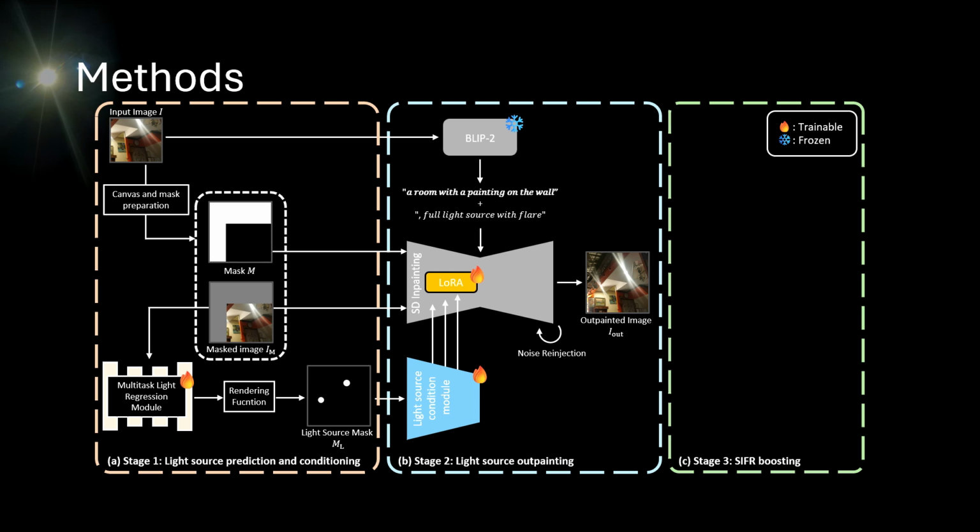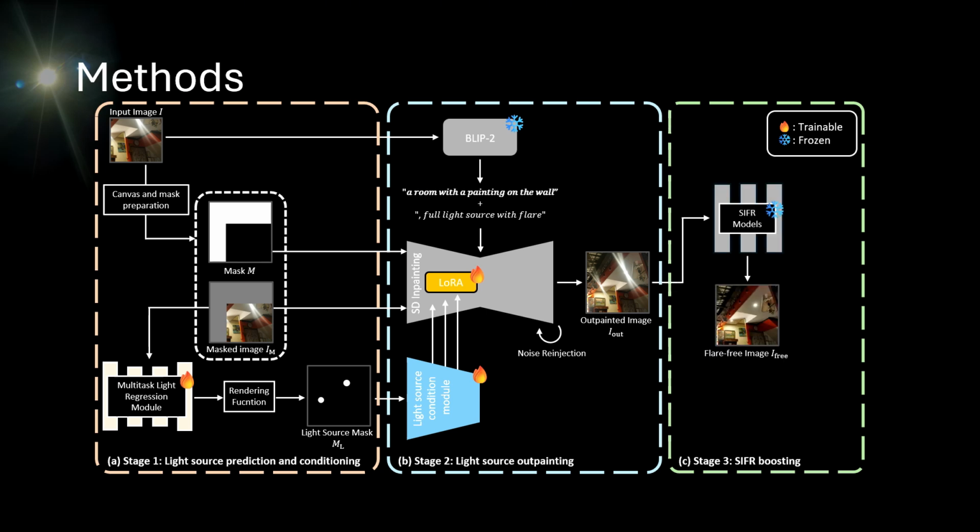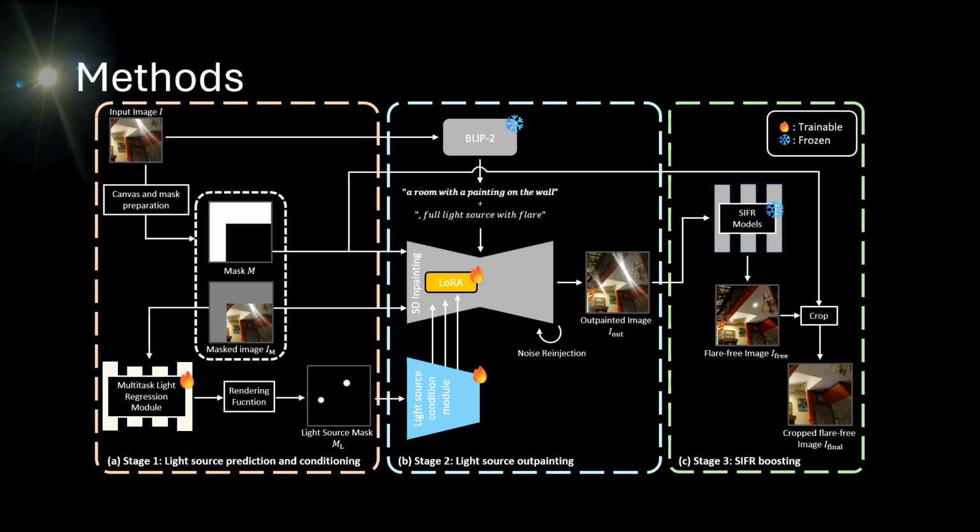Moving to the next stage, the generated outpainted image is passed into a single image flare removal model. Then we use the mask from the beginning to crop out the extended areas and return the image to its original size.